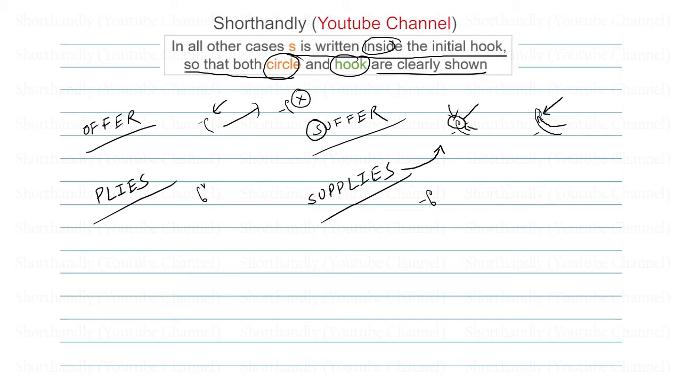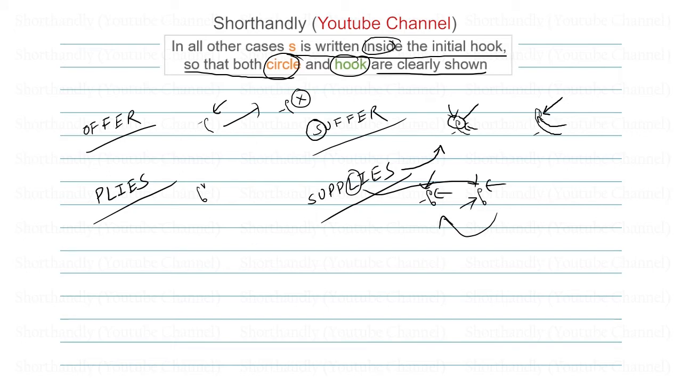Now why is this important? Why is it important that we have to make the circle inside the hook? Why can we not simply make it like this? Because if we do that, we will only be able to identify this S and this stroke only. We cannot see any hook here. So the L part will be missing from here. So that's why we made it like this, because here we can see this S and this L also. So that's why it is important. In all of the cases, we'll make the S inside the hook so that both circle and hook are clearly shown.